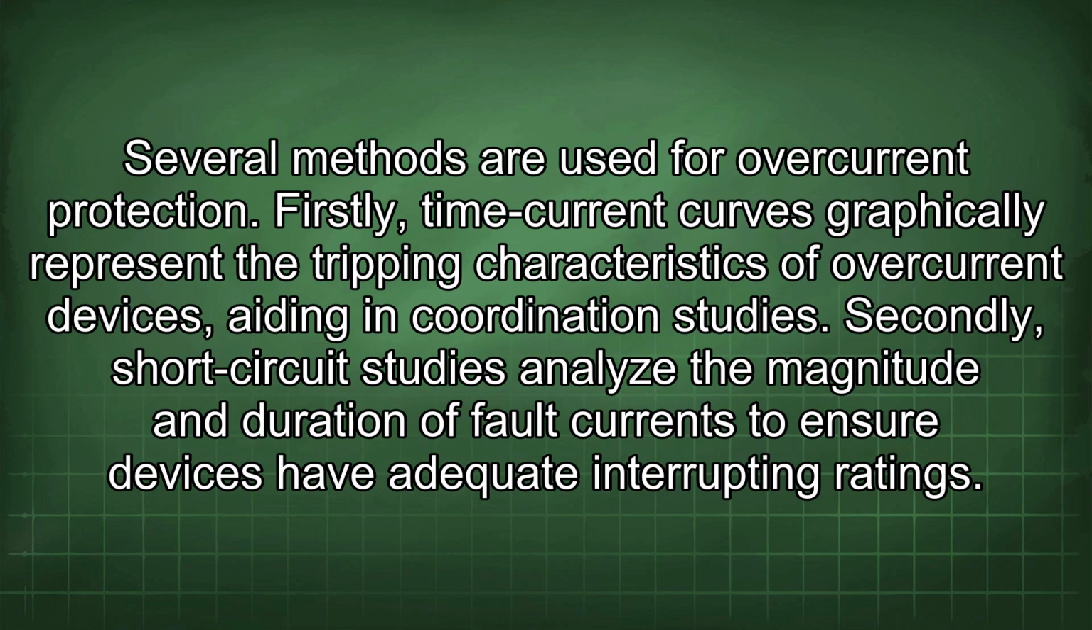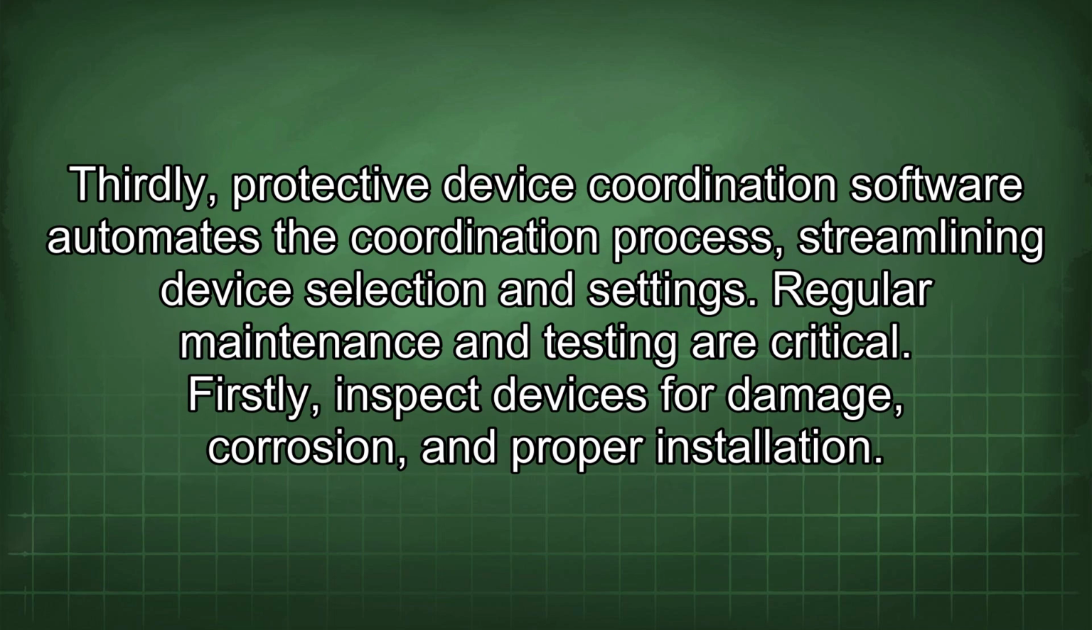Several methods are used for overcurrent protection. Firstly, time current curves graphically represent the tripping characteristics of overcurrent devices, aiding in coordination studies. Secondly, short circuit studies analyze the magnitude and duration of fault currents to ensure devices have adequate interrupting ratings. Thirdly, protective device coordination software automates the coordination process, streamlining device selection and settings.